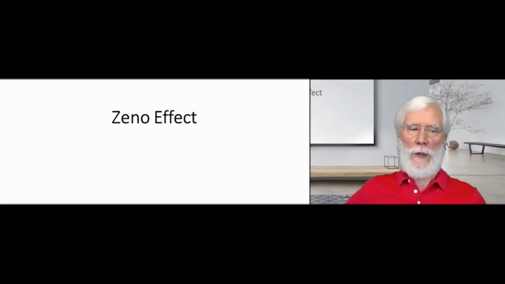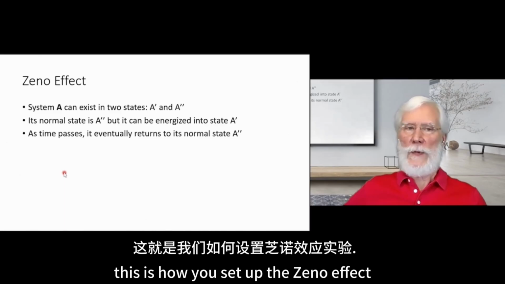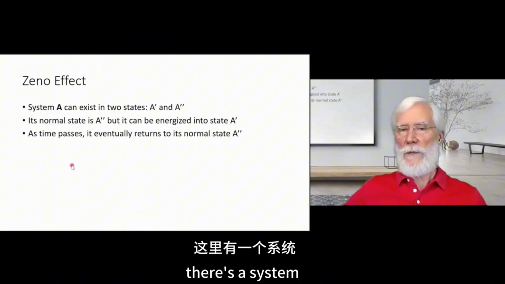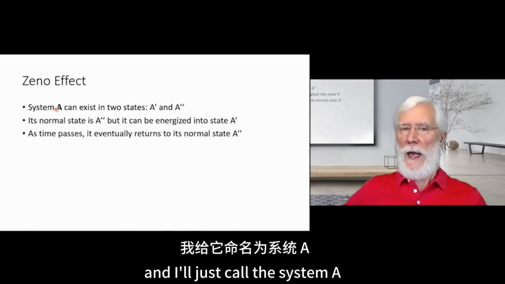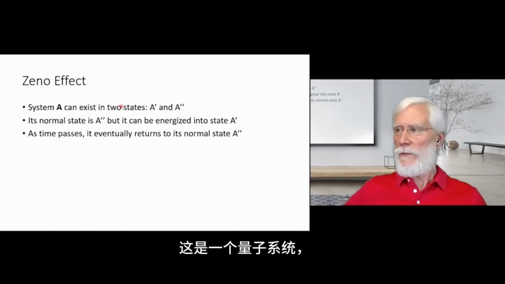Effect will be even shorter. It's a very simple thing. This is how you set up the Zeno effect. There's a system, and I'll just call the system A. And A can exist in two states. This is a quantum system.